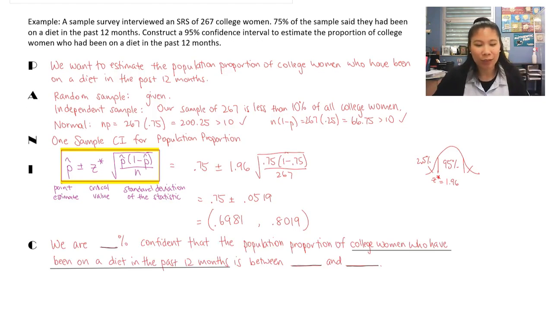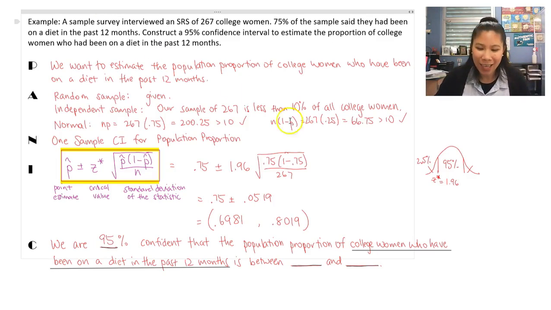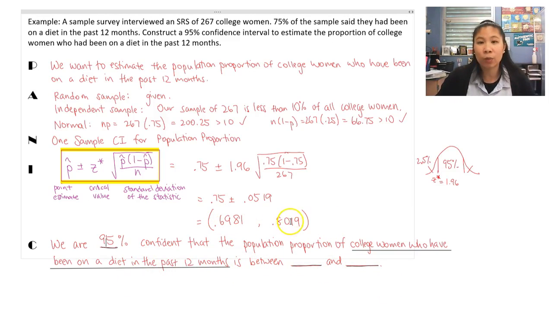And finally, our conclusion basically sounds like this every time. We are blank % confident that the population proportion of blank, and this is where we insert our context, is between blank and blank. So the blank % confident is whatever they're asking us for. They asked us for a 95% confidence interval, so our percentage there is going to be 95%. And then we're saying that we are 95% confident that the population proportion of college women who have been on a diet in the past 12 months is between, and then these are the two numbers for our interval. So we're talking about 0.6981 and 0.8019.